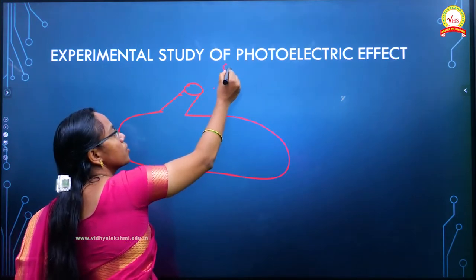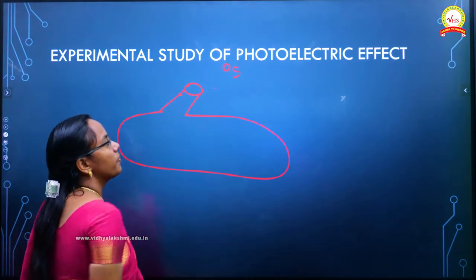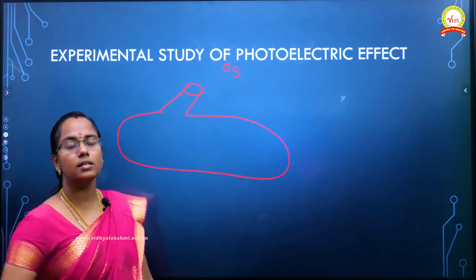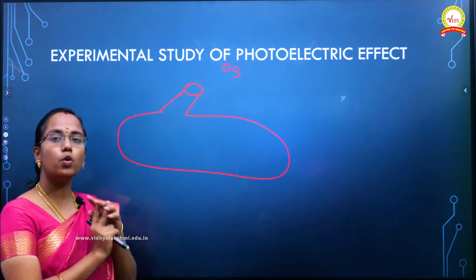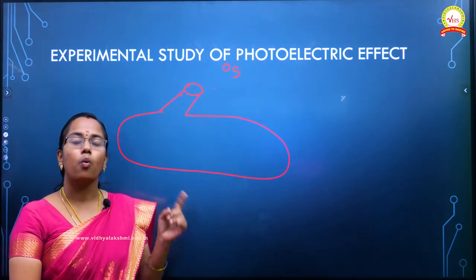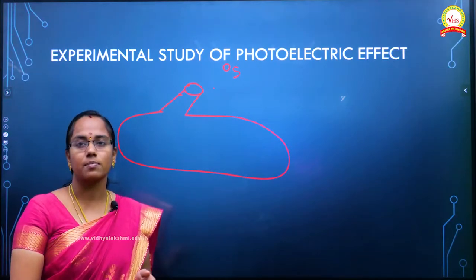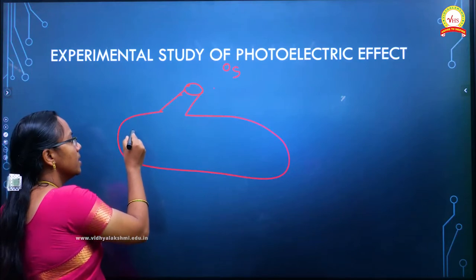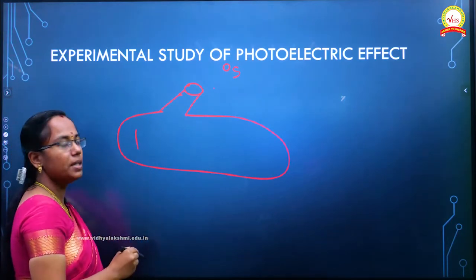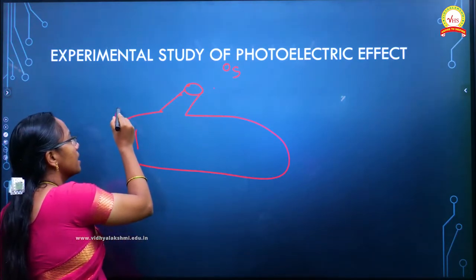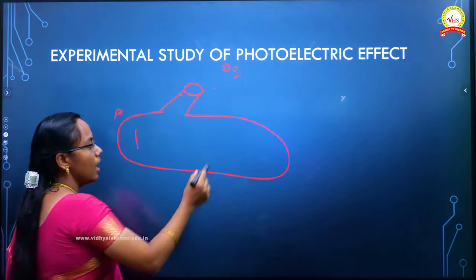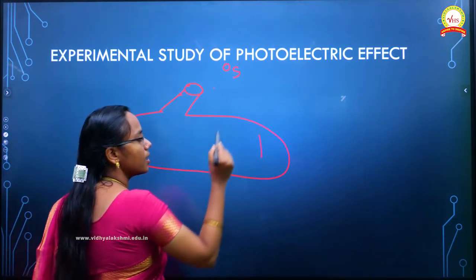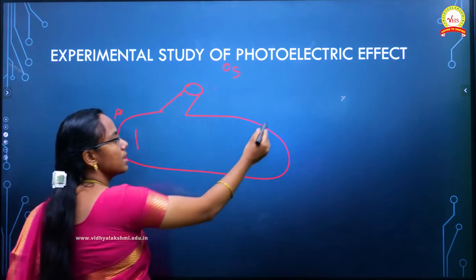Now a light source is placed here, and further inside this glass tube there were two metal plates placed. One was an emitter metal plate and the other one was a collector metal plate. So this one is going to be the emitter plate. I am naming it A. And on the other side there is another metal plate which is known as the collector plate.